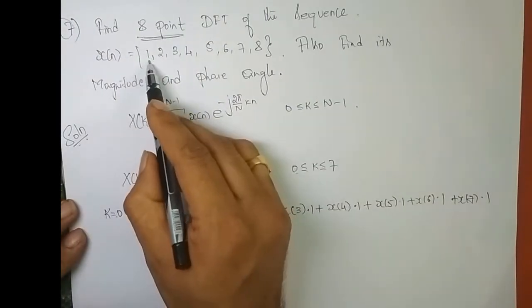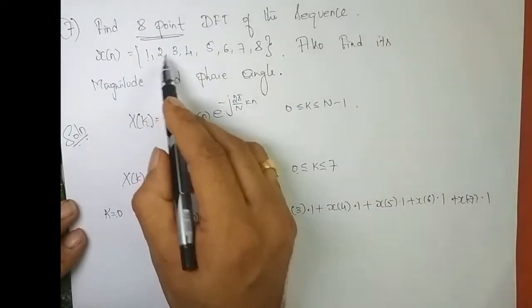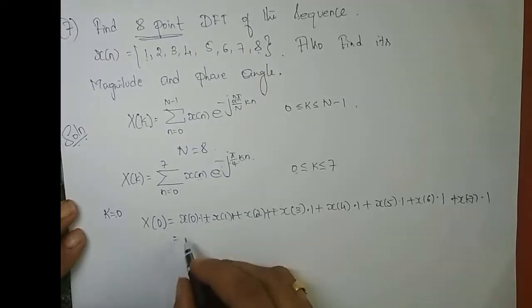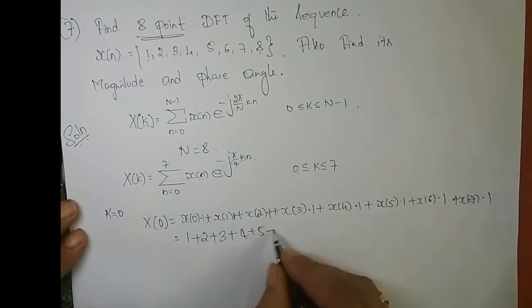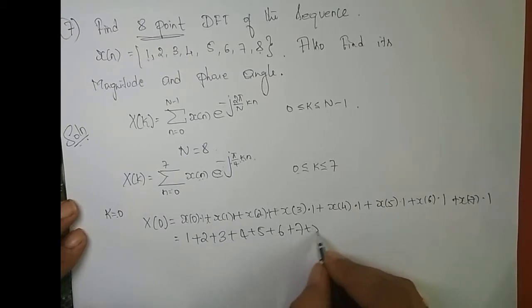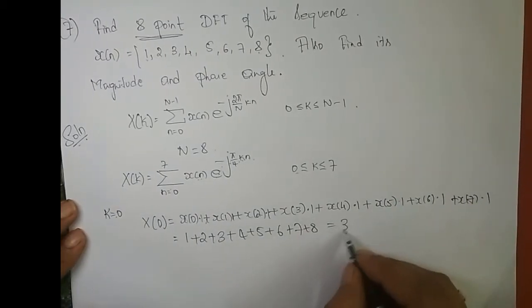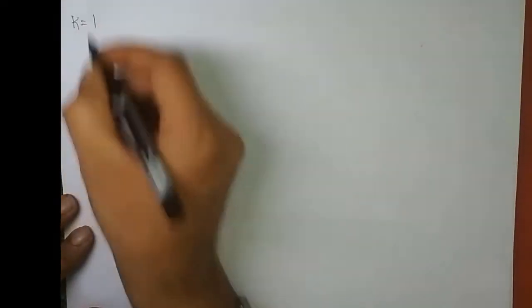What is the value of x of 0? This is x of 0, x of 1, x of 2, dot dot dot up to x of 7, right? So 1 plus 2 plus 3 plus 4 plus 5 plus 6 plus 7 plus 8. So this is equal to 36. Now we'll try to get x of 1, because now k is equal to 1.